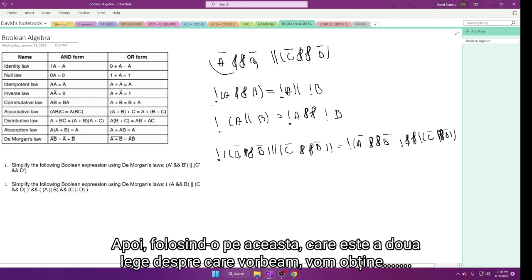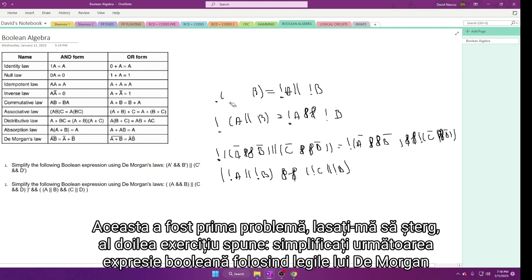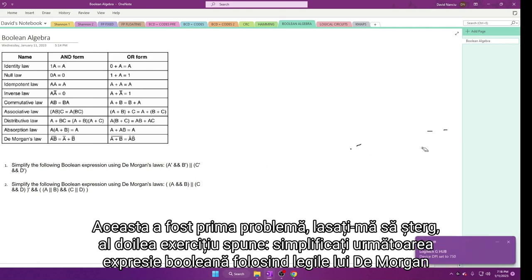Then by using this one right here, which is the second law we were talking about, we will get (not A or not B) and (not C or not D). Alright, this was the first one. Let me quickly erase this.